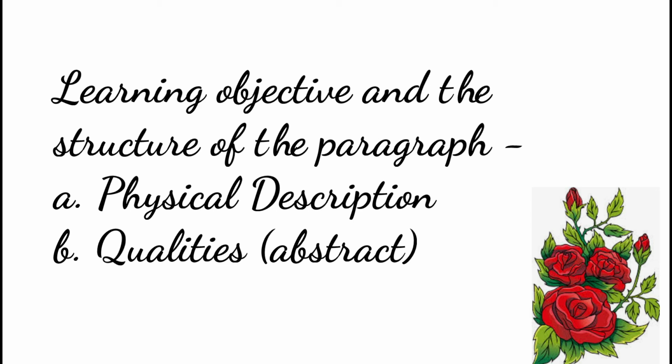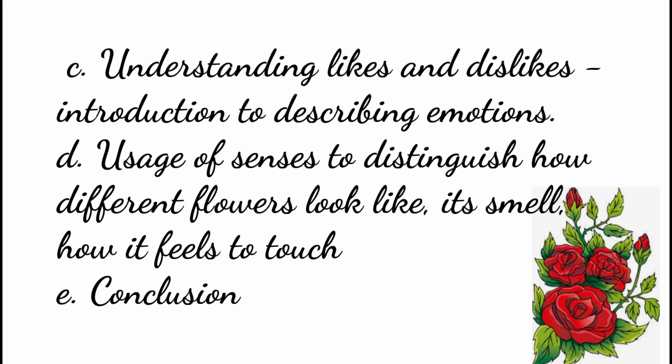Learning objective and the structure of the paragraph. We can begin with a physical description of the flower, followed by explaining some of its qualities. It gives you an understanding of the likes and dislikes of a person. It introduces description of emotions, expressing your emotions, usage of senses to distinguish how different flowers look like, its smell, and other things.